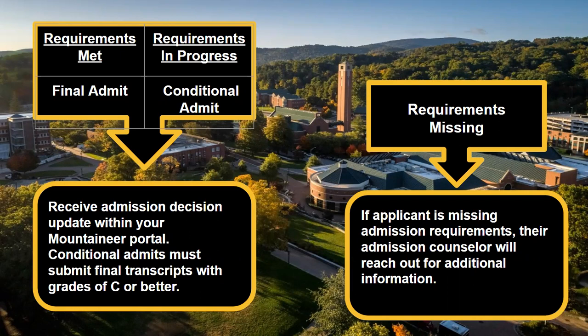Conditional admission will be met when we see you meet all the admission requirements for transfer admissions, for example, when we get updated transcripts with grades at the end of the semester. Final and conditionally admitted applicants will receive an update on their admission status in their My Mountaineer portal. If an applicant is missing requirements, they will be sent an email informing them of what is missing and how to submit those requirements.